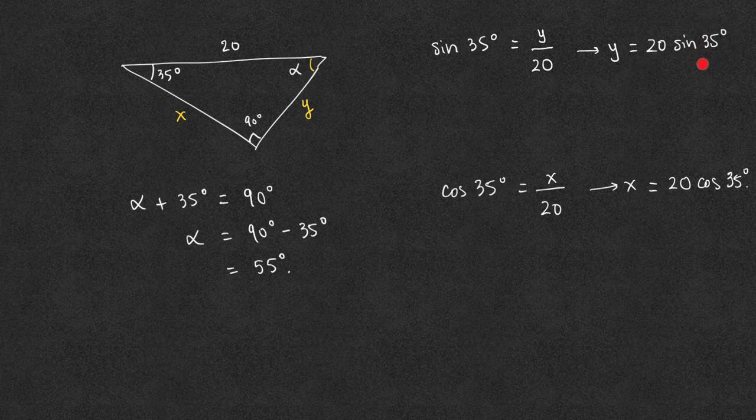20 times sine of 35 degrees is approximately 11.47. And 20 times cosine of 35 degrees is approximately 16.38. We now have all three angles and all three sides. We're done with solving this triangle.